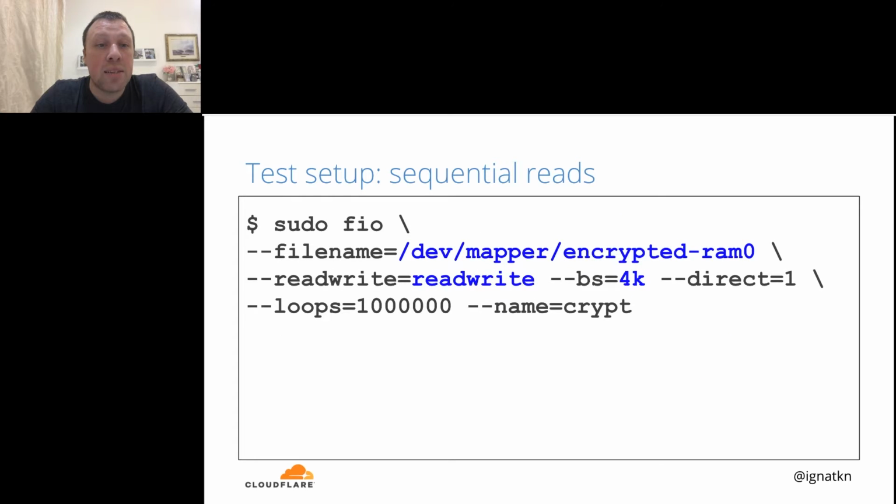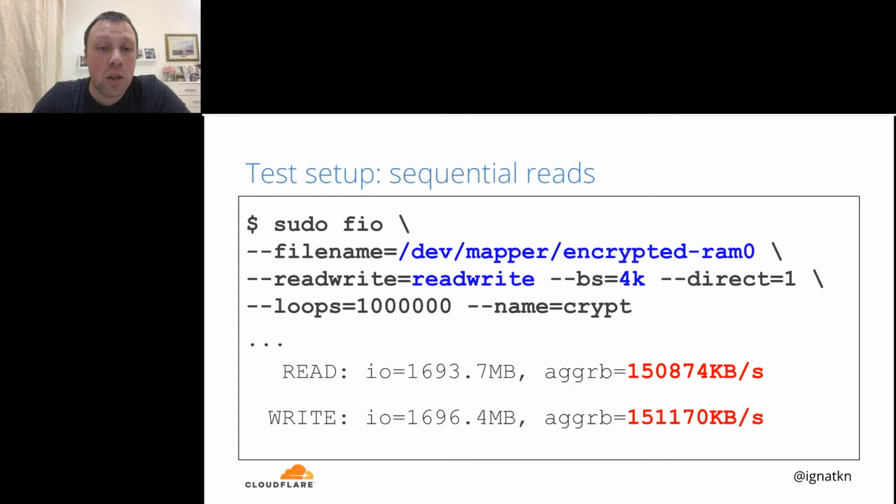So the next step, let's replay the same workload, but this time we will replay it on the dm-crypt instance on top of our RAM disk. That means every block will be encrypted or decrypted in transit on the fly.